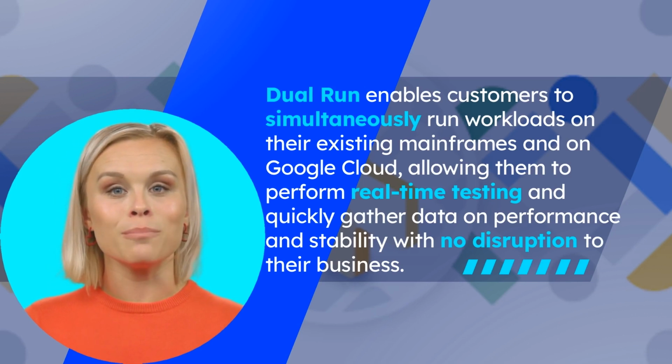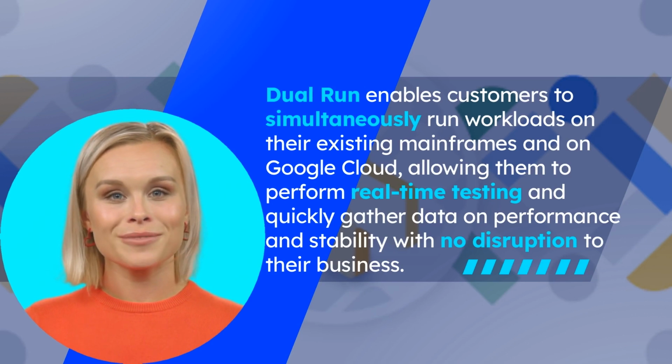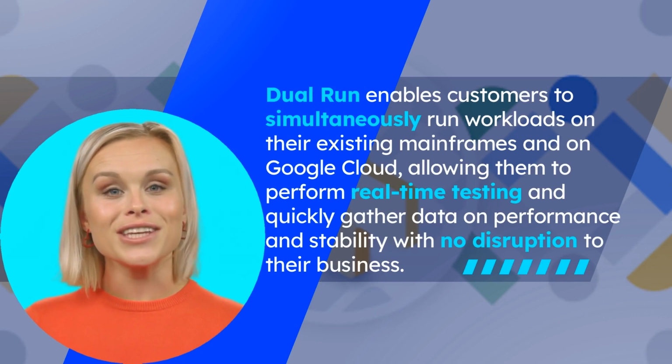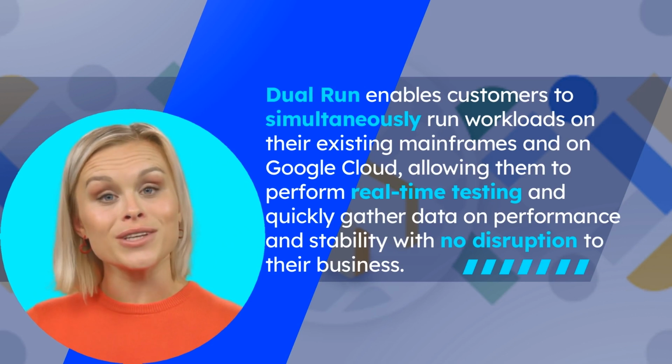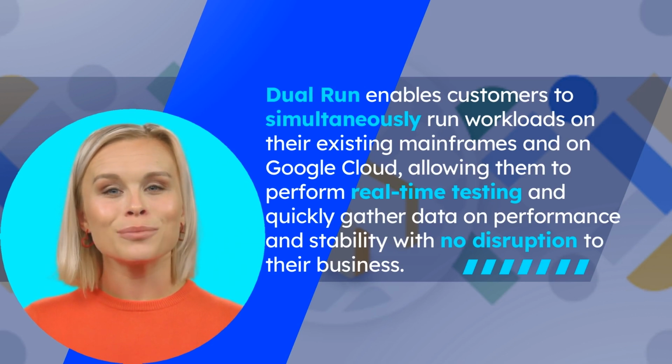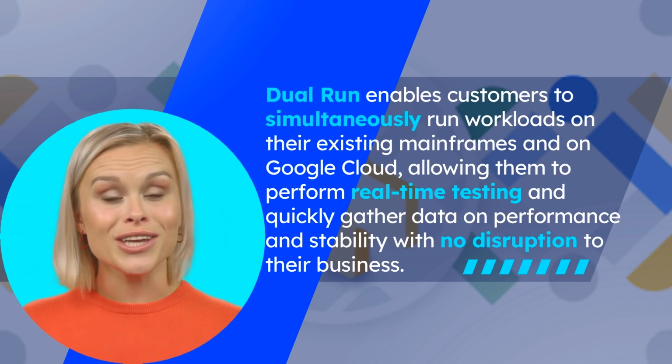Google Cloud's Dual Run service allows organizations to run their mainframe workloads in parallel on both the cloud and on-premises, providing a smooth transition and minimizing disruption. This allows organizations to test and validate the performance of their mainframe workloads in the cloud before fully committing to the migration, and can help to ensure a successful and seamless transition.